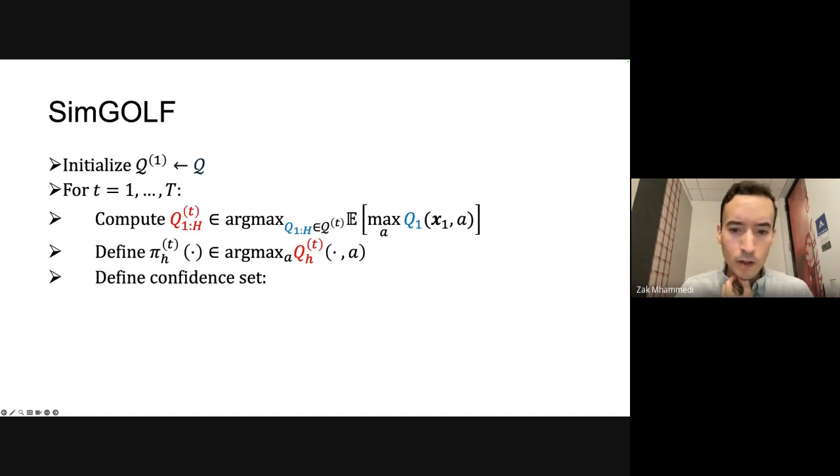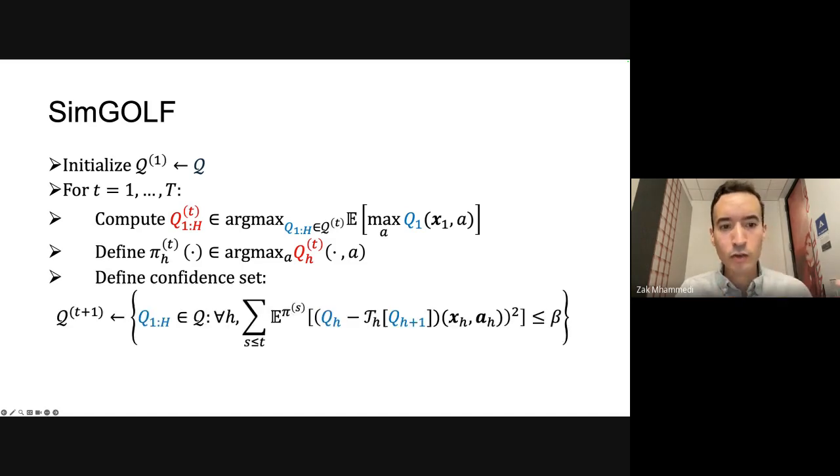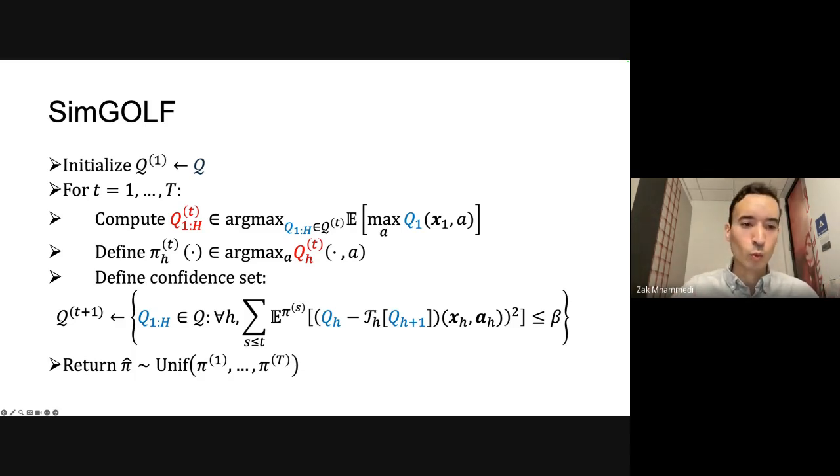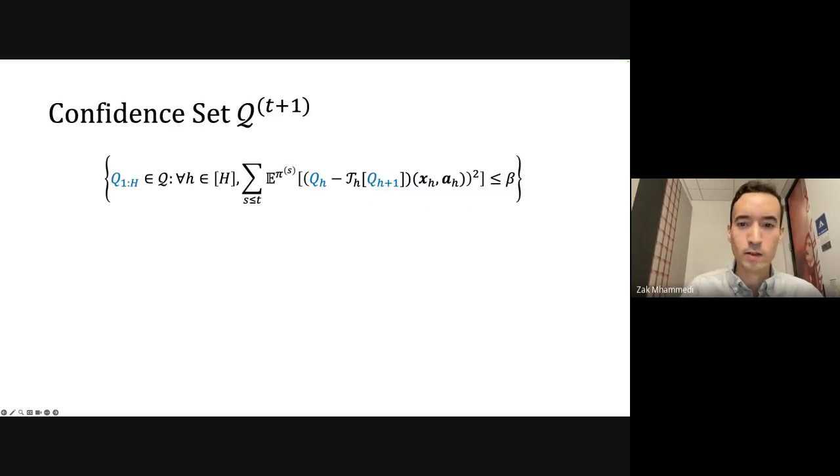Okay, the next step involves updating the confidence set. I'll explain more about the confidence set in the next slide, but for now, just note that this is my notation for the Bellman operator. And finally, once you update the confidence set, the algorithm finishes the iterations. The algorithm returns a policy chosen uniformly at random from the policies across the T iterations. So this is just like golf, a slight variation of golf. So let's dissect the definition of the confidence set.